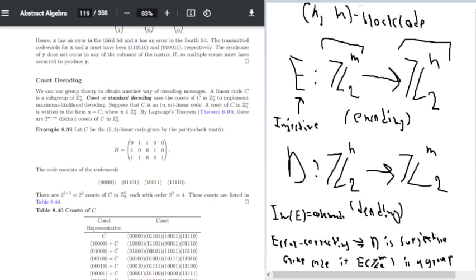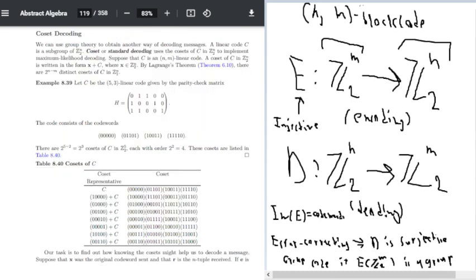Let's see the 5x3 linear code given by the parity check matrix as follows. The code consists of the code words 00000, 01101, 10011, and 11110. There are 2 to the 5 minus 2 equals 2 to the 3 cosets of C in Z mod 2 to the 5, each with order 2 squared equals 4. These cosets are listed in table 8.4a.